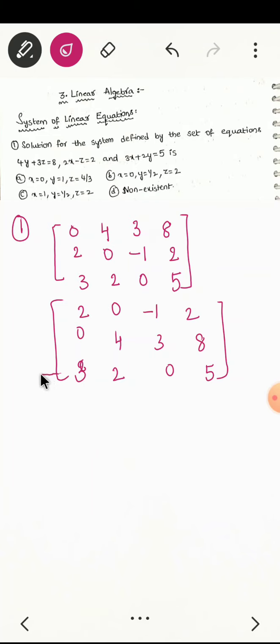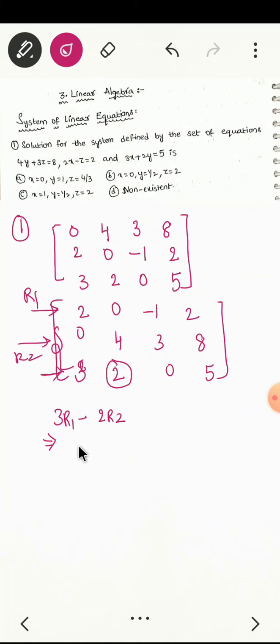Here I have to create 0. If you want to create 0 here, always you have to use R1 only. By using R1, you have to make these two things 0. And by using R2, you have to make this thing 0. Always remember. So for making this 0, which row do I have to use? I am using row R1. I am performing the operation 3 times R1 minus 2 times R2.